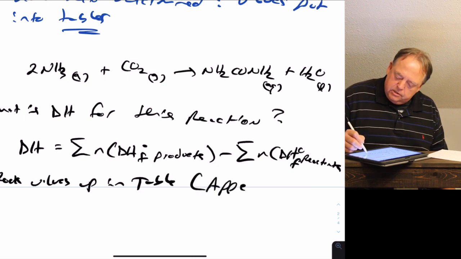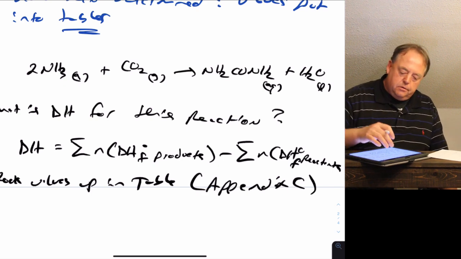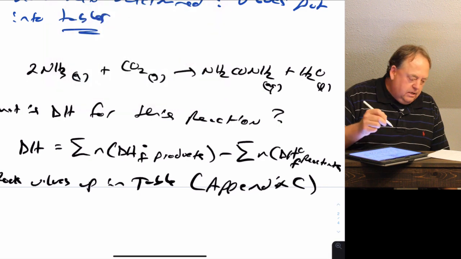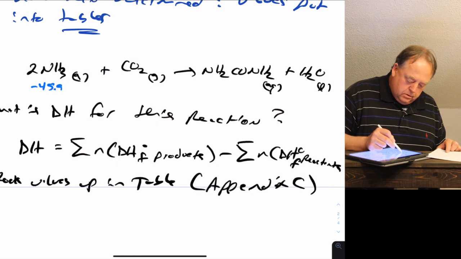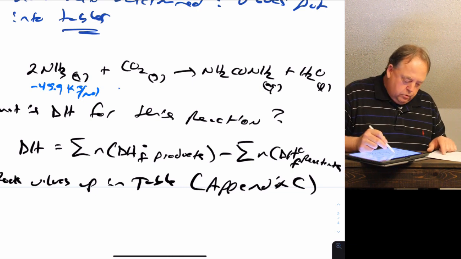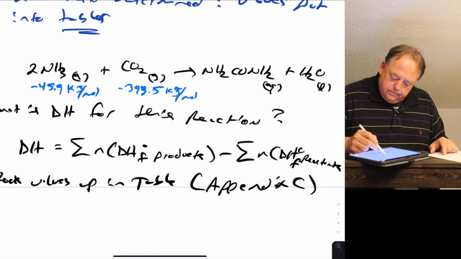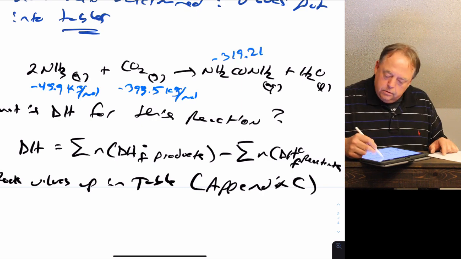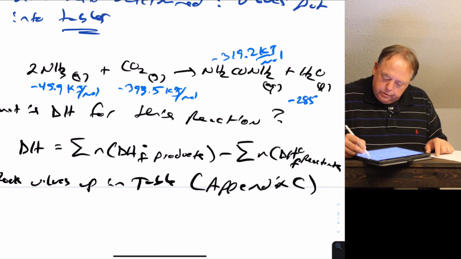For example, in your textbook, Appendix C lists a whole lot of thermodynamic values. If we look in Appendix C of the textbook, you can see the heat of formation for ammonia is negative 45.9 kilojoules per mole. For CO2 it is negative 393.5 kilojoules per mole. Urea is negative 319.2 kilojoules per mole. And water is negative 285.8 kilojoules per mole.